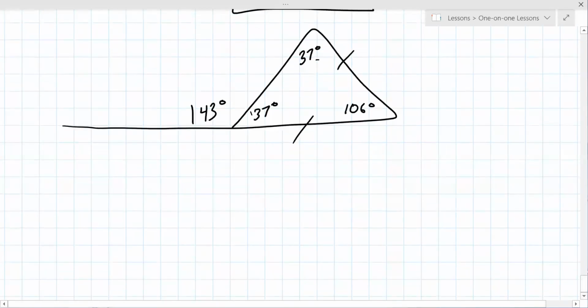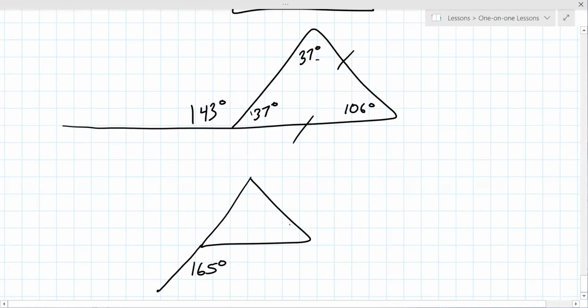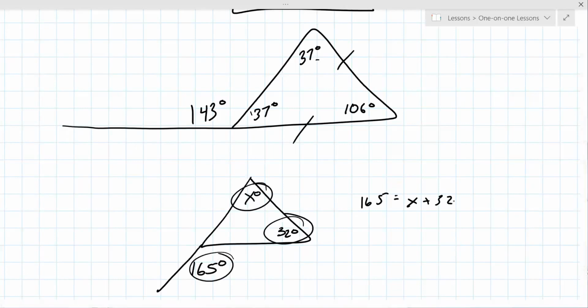So here's how it's used more generally. I give you a triangle like this, and I say this is 165 degrees, and this one is 32 degrees. What is x? Well, you're supposed to realize that this angle equals the sum of these two. So I subtract 32 from 165, and I get 133. That doesn't make sense in this picture, but whatever.